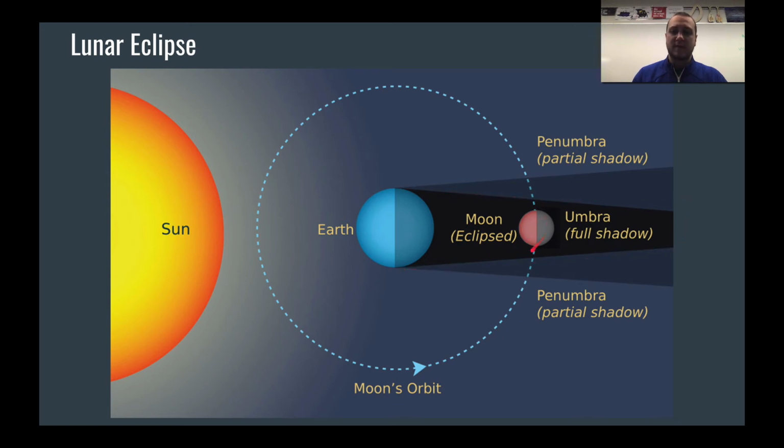The moon is going to pass through there, and it is going to appear that dark, ruddy red color, because as the light passes through Earth's atmosphere, that blue light is going to bend far less than the red light is.